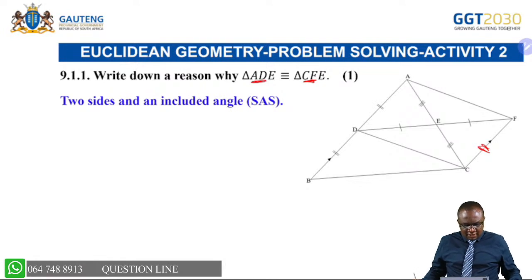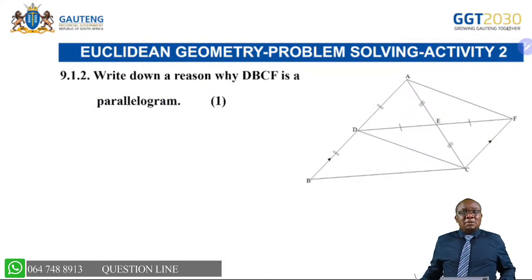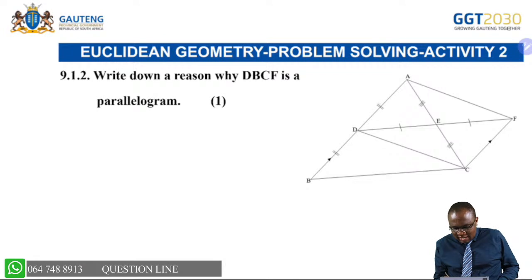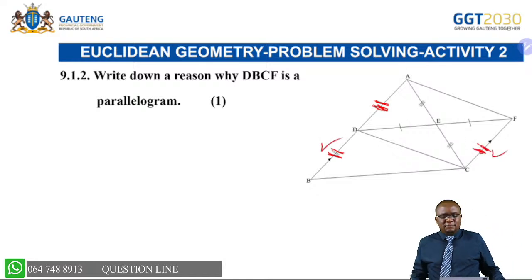Okay, two sides and an included angle. Right, write down the reason why DBCF is a parallelogram. We prove that this side is equal to this side through the congruency. So now if you check, AD is equal to BD and AD is equal to CF, meaning that BD is equal to CF. Even if you look at this, this is equal to this, and then this is equal to this, meaning that these two sides are equal. So look at BD, look at CF.